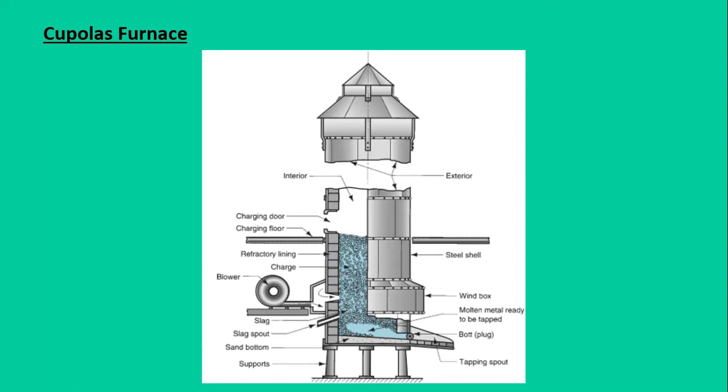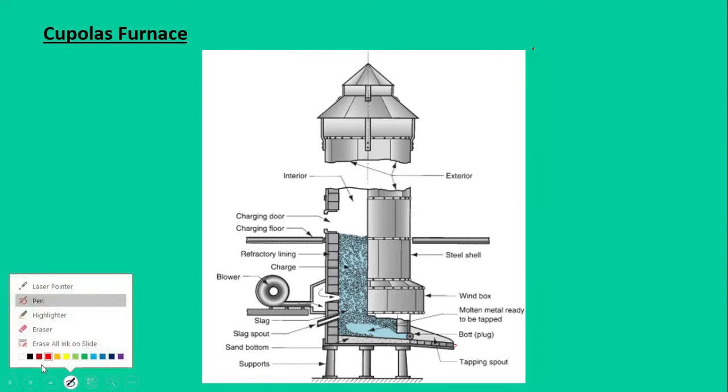So what is the cupola furnace? A cupola is a vertical cylindrical furnace equipped with a tapping spout. As you can see here, there is a tapping spout. It's a large cylindrical shape that is equipped with the tapping spout near its base. Cupolas are primarily used for melting cast iron. You can write it down here.